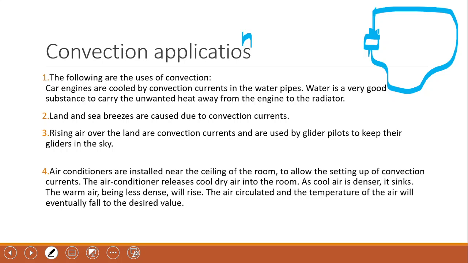Now, why are they installed near the ceiling? Because we have discussed that the hot air rises and the cold air sinks. And the reason why we install an air conditioner is because we want cooler air. So the cooler air sinks. So the cooler air basically sinks, and the hot air that is not that conditioned or is not at that lower temperature, it rises above.